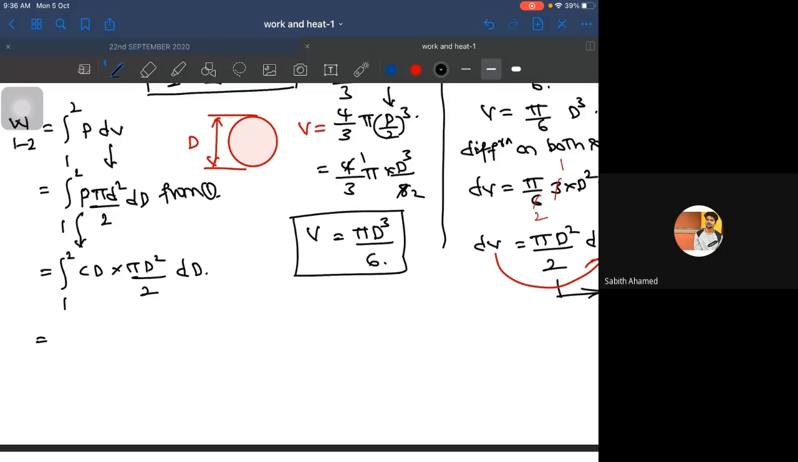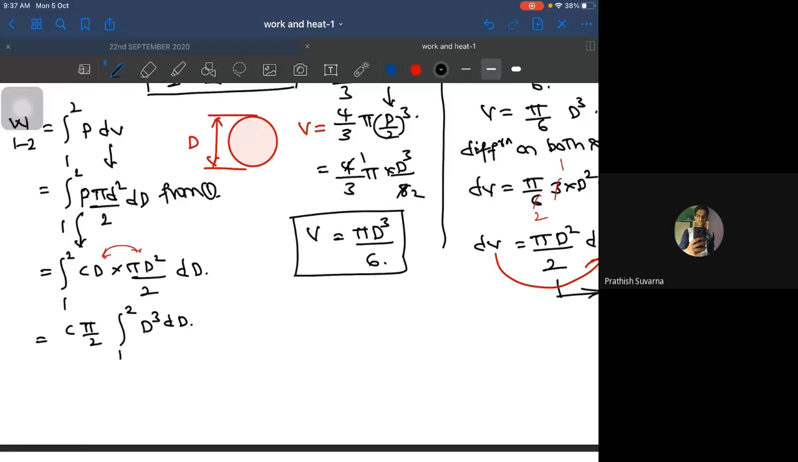Pratish Suvarna. So what are the different constants? C and pi by 2. C into pi by 2. Okay, so C into pi by 2, if I take it out, the multiplication of d into d square is d cube. So integration from 1 to 2, it is just d cube dd. Is it right, Pratish? Okay.